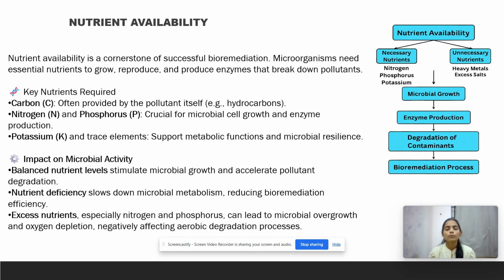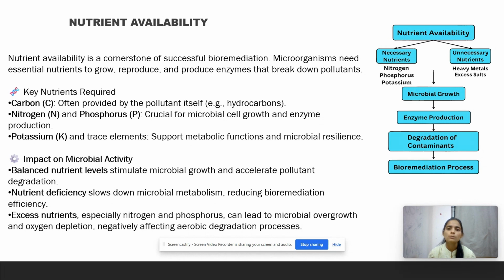Now we come to the chemical factors. In that, we are going to deal with nutrient availability. Nutrients are the cornerstone of successful bioremediation. Microbes need nutrients to grow, produce enzymes, and break down pollutants. The key nutrients are carbon, nitrogen, and phosphorus.